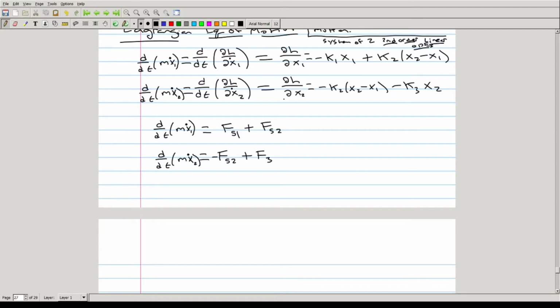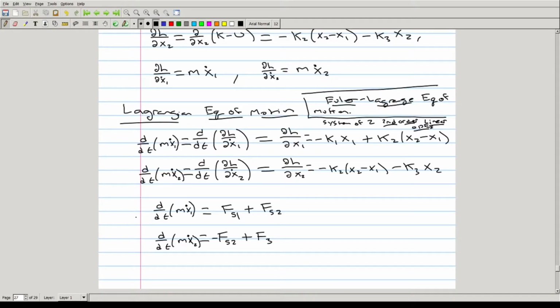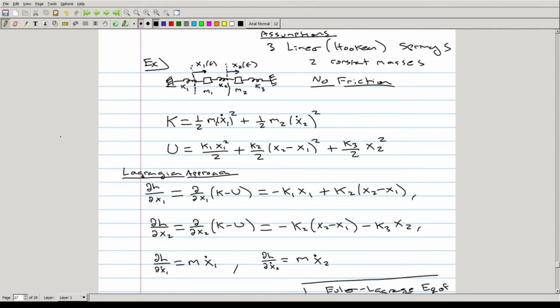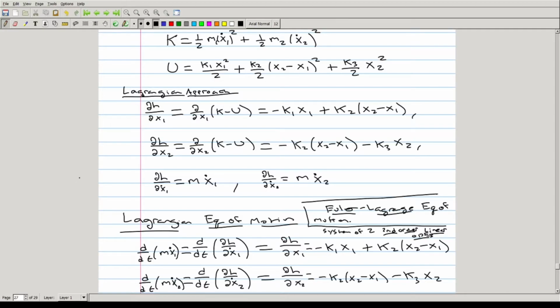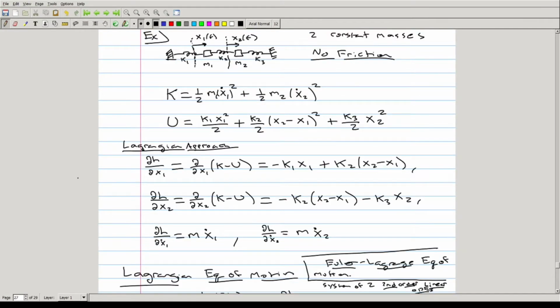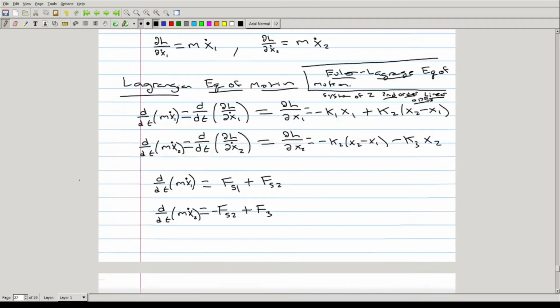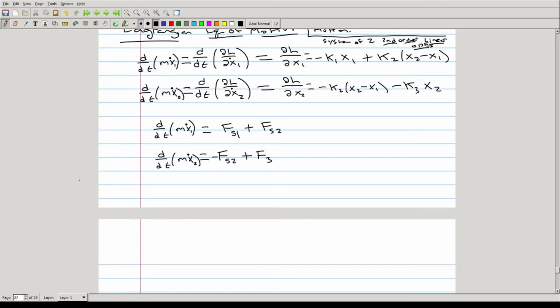So Lagrangian equations of motion directly recover Newton's second law, but it recovers it in a way that is very, very quick to go through and get the results for. Sometimes it's not so quick when you directly apply Newton's law. So let's see what this looks like from a Hamiltonian perspective.